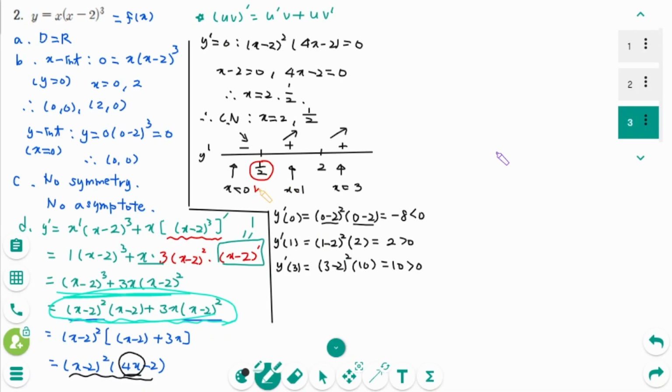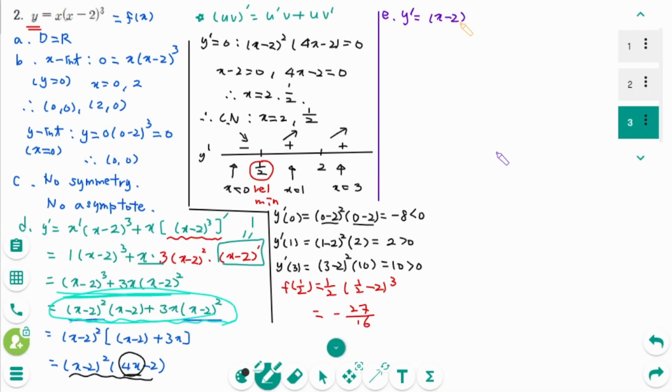And here, relative minimum. Then f of 1 over 2 equals, use this one, 1 over 2 times (1 over 2 minus 2) cubed, which is minus 27 over 16. y prime is (x minus 2) squared times (4x minus 2).